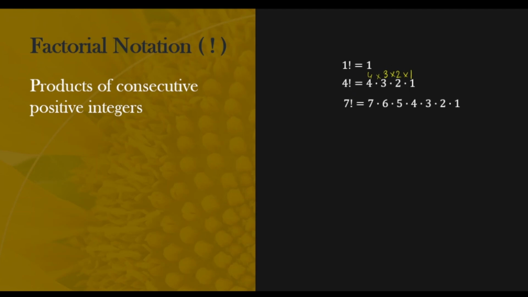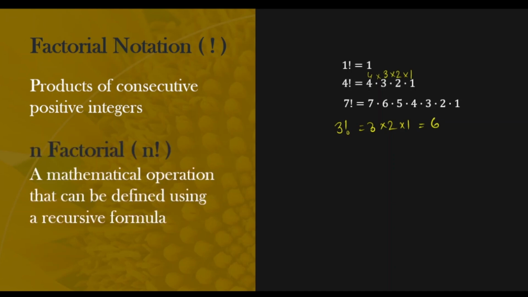Similarly, 7 factorial is 7 times 6 times 5 times 4 times 3 times 2 times 1. Another example that we can take is 3 factorial. That simply means 3 times 2 times 1, which is 6. So what does n factorial mean? It is a mathematical operation that can be defined using a recursive formula. Again, it depends on the previous terms.